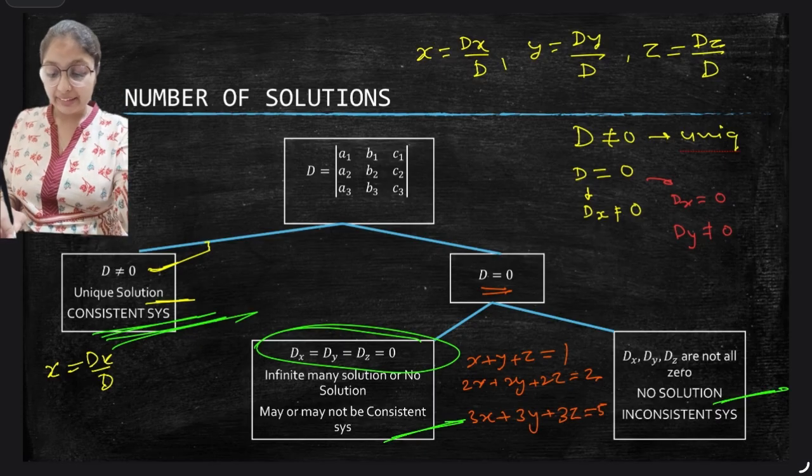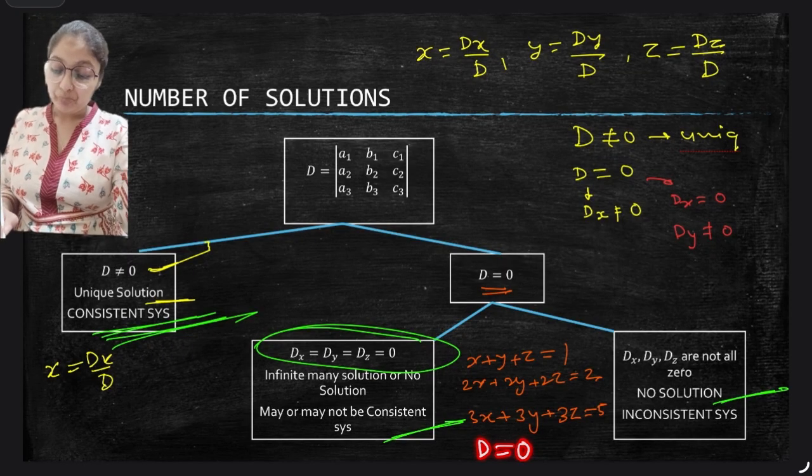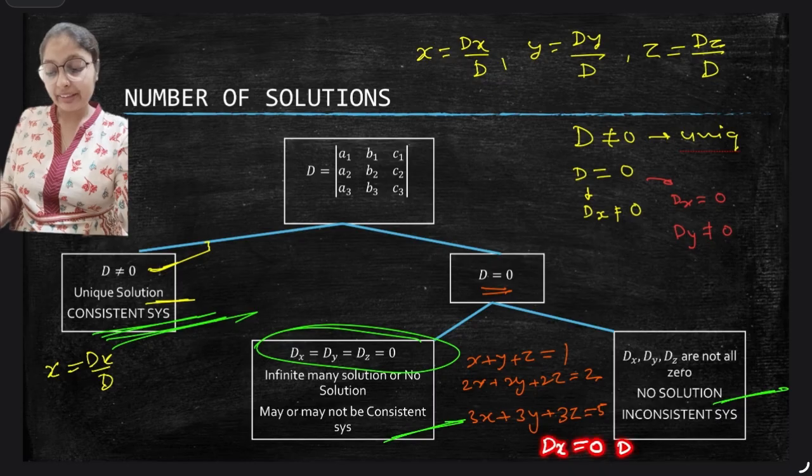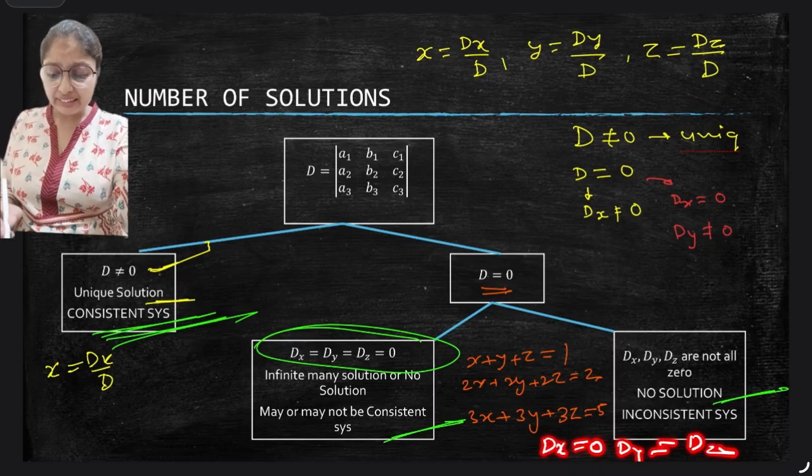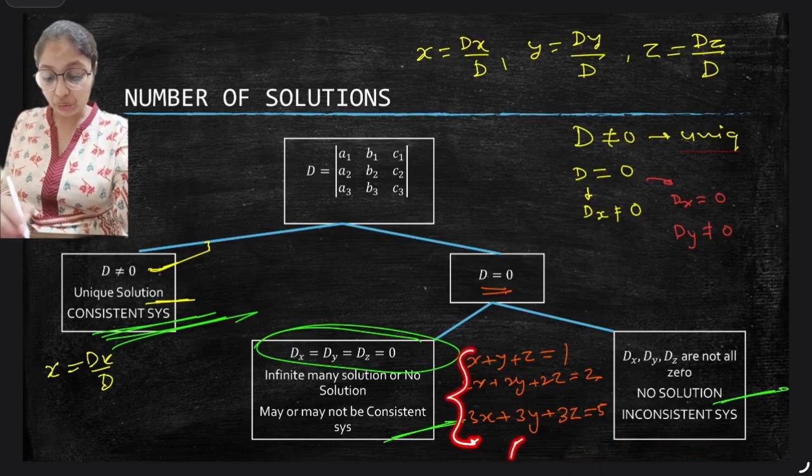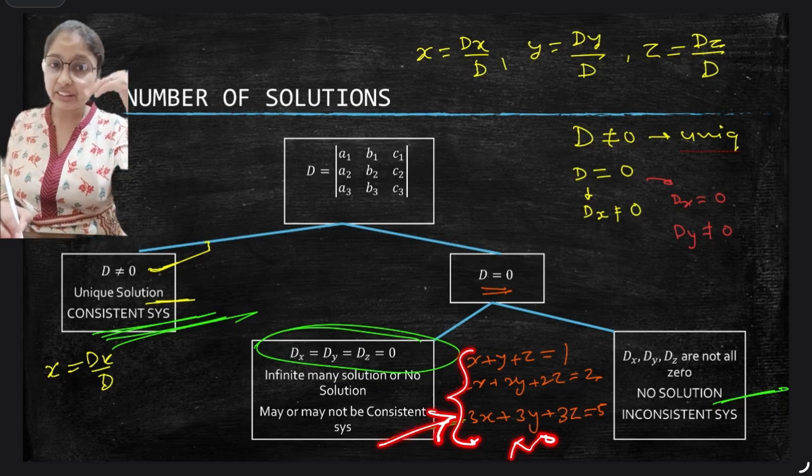Can I say here that D will be 0 since the columns are identical? Can I say dx will be 0 since the columns are identical? Like that dy, dz, everything will be 0. But can I say here we don't have any solution? No solution. So this is a no solution case, but we will get this very rarely. Okay, thank you.